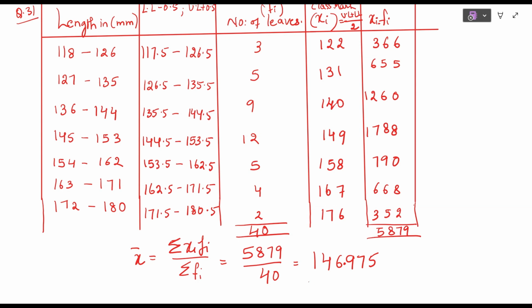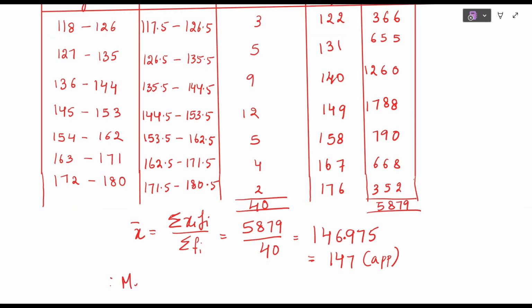Approximately you can take 147, students. You have to write, therefore, mean length of leaves is equal to 147. Did you understand, students?